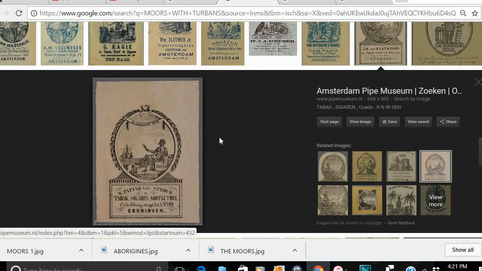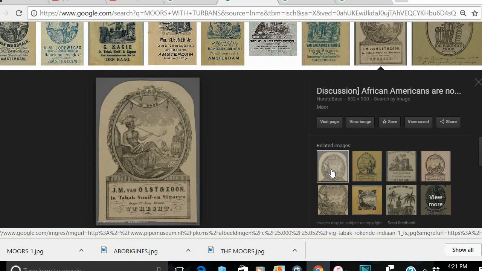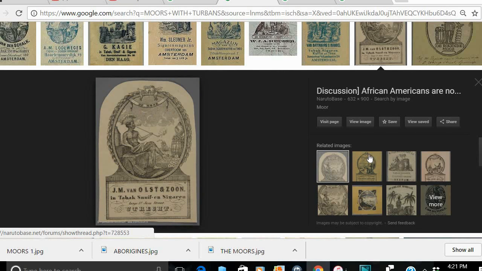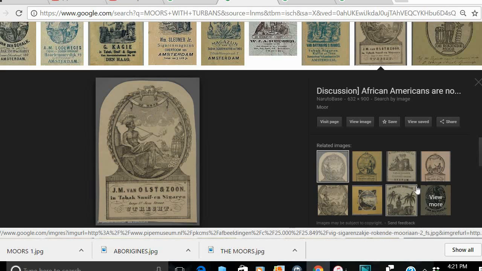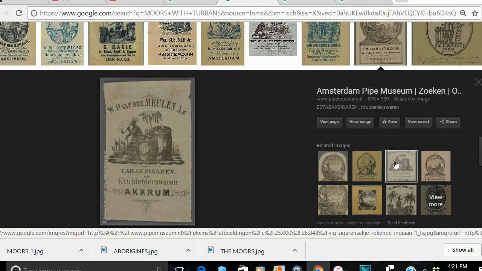Let me see if this one comes out a little clearer. Oh, that's not it, hold on. That one's not showing improvement. But this one says the Moor, right? Hold up. There's another one.